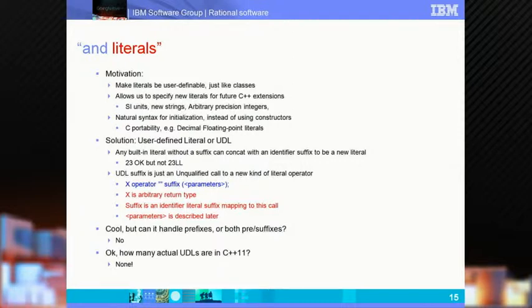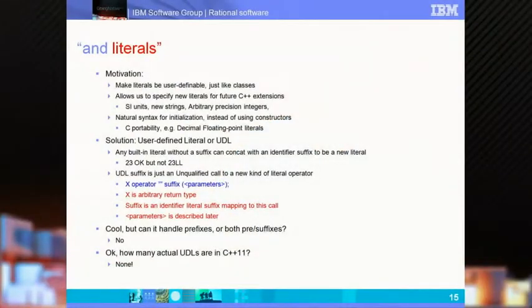No argument there. But in order to initialize it, you have to call this fairly ugly constructor syntax. It doesn't look like you're actually initializing a user-defined literal. With UDL, you could write fairly natural syntax that looks like you're initializing a user-defined literal. Okay, and that's where the solution lies. In terms of the rules, you can pretty much use it for any kind of built-in literal without a suffix, and you can concatenate it with any kind of identifier suffix to be a new literal. So you can use 23, but you can't apply it to something like 23LL.